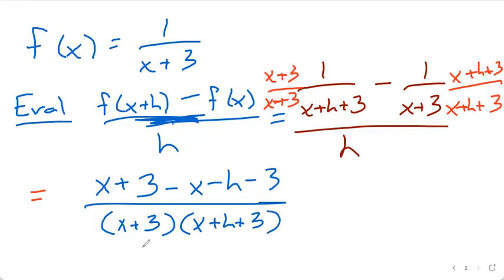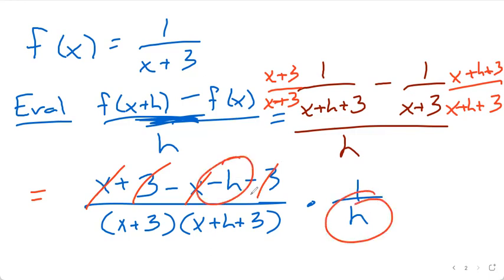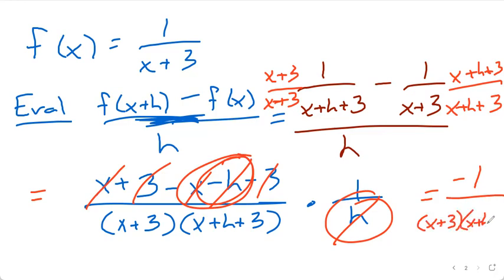Now, a little step here. If it's all divided by h, that's equivalent to multiplying by 1 over h. Dividing by h is multiplying by the reciprocal. At this point, x minus x, 3 minus 3. Hey, what's left on top? That negative h. Well, that will reduce with the h on bottom, leaving you with just a negative 1 on top because of this reduction. That's negative 1 over x plus 3 times x plus h plus 3.